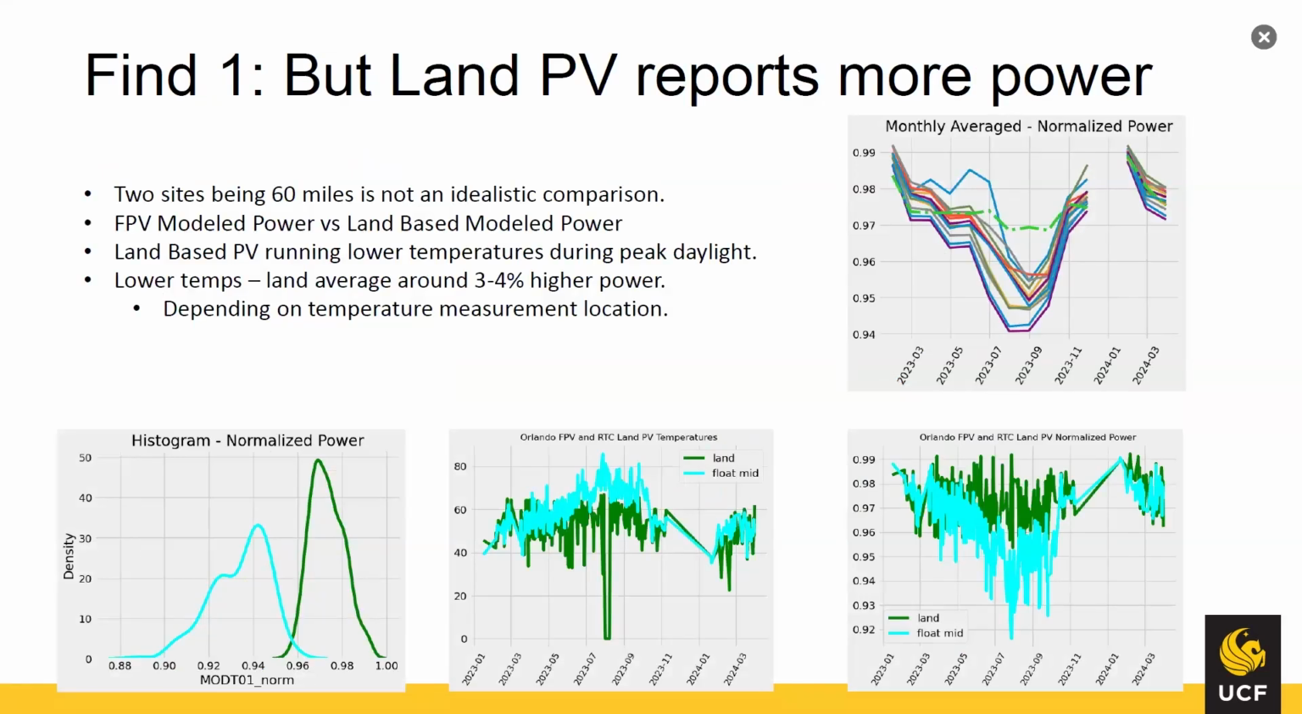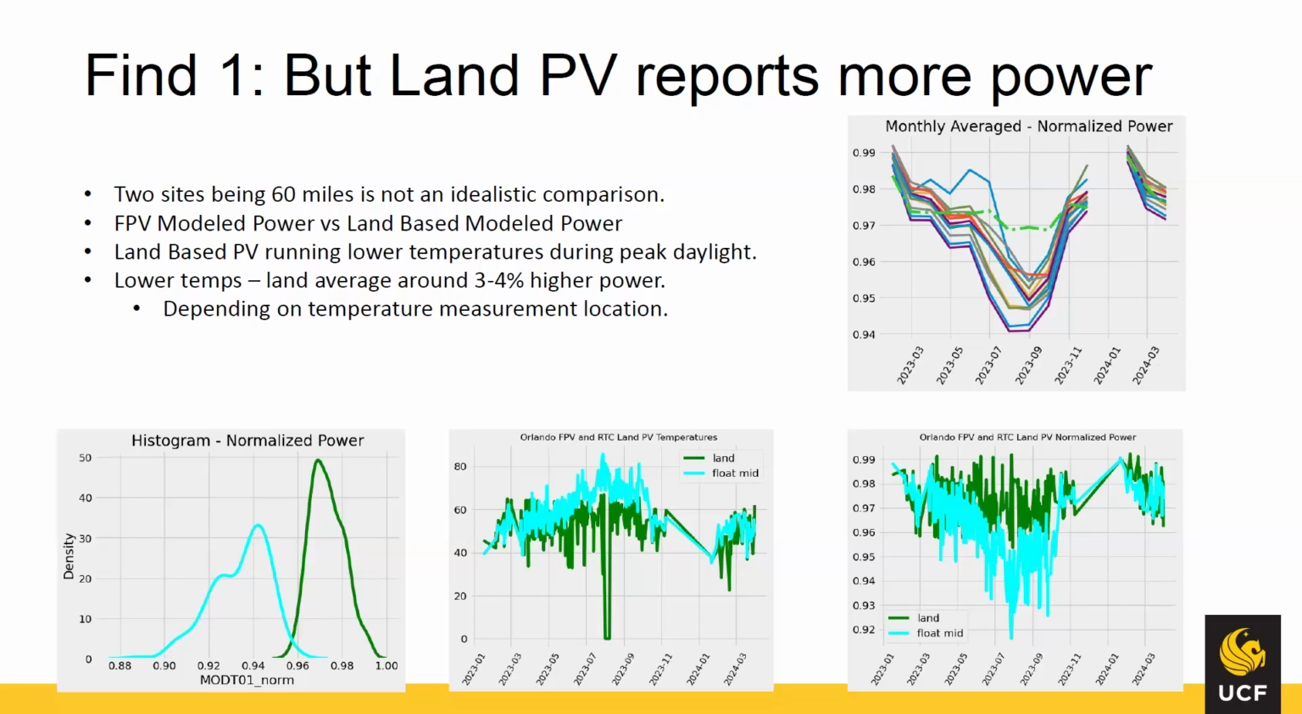So this is the results of the modeling. The 2 sites, as Manoj already mentioned, are 60 miles apart. It's not an idealistic comparison. They're at different tilts, and the azimuth is slightly different too. They're mostly facing south. I know the RTC site for land is definitely facing south, and the OUC is basically facing south. The modules themselves are different. Someone asked, is the temperature coefficient different?